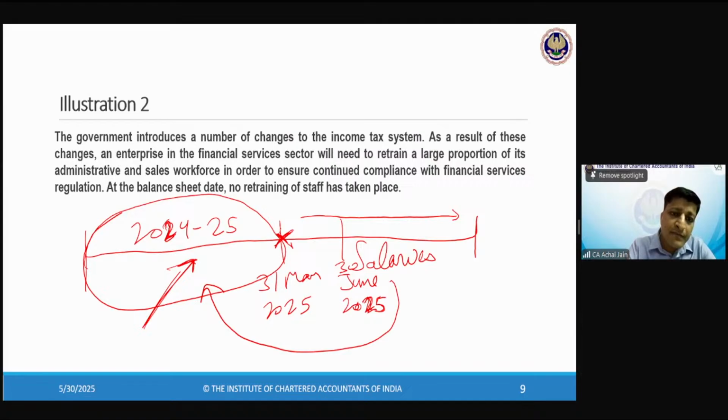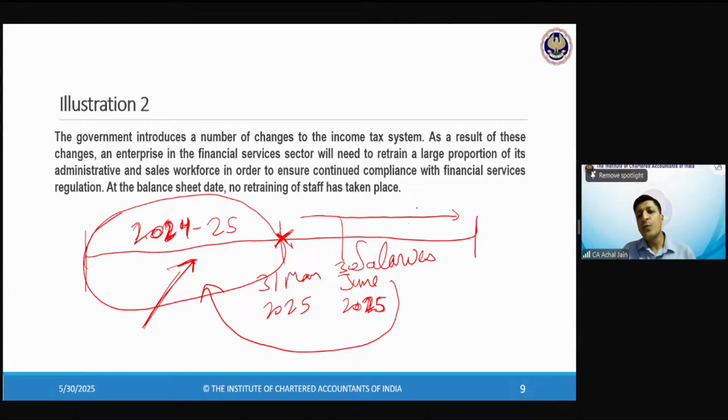Correct. So if we do not incur any expenditure from 1st April till June 25, then also we will not recognize it there. See, it's a cost. Whenever you incur that cost, that's when you recognize. But the provision needs to be made before incurrence of the cost, when you have incurred that expenditure.